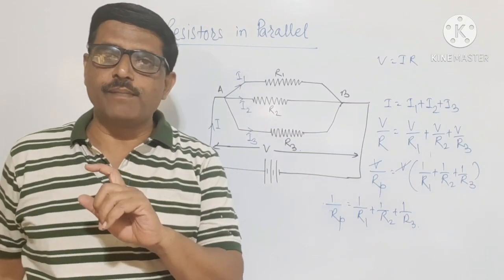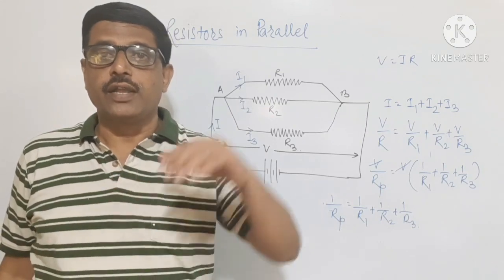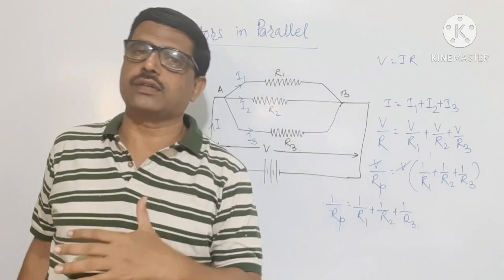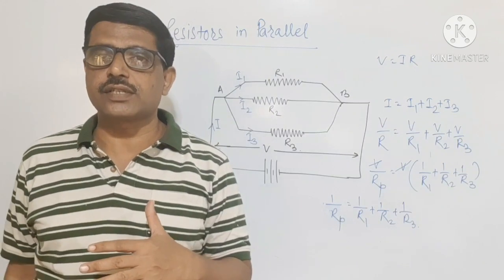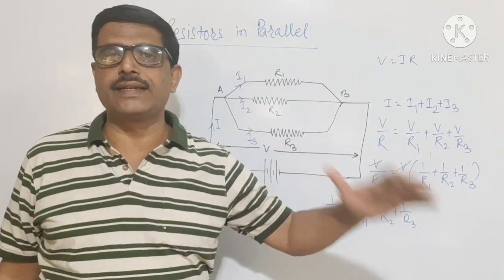Therefore, the parallel combination of resistances is used in order to reduce the value of resistance in the circuit so that current in the circuit increases.